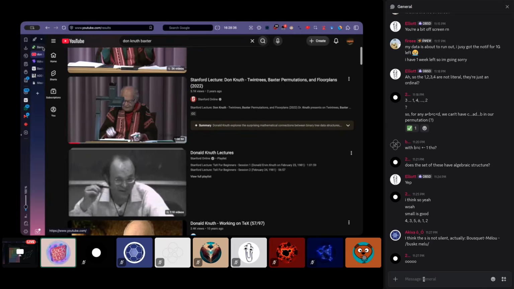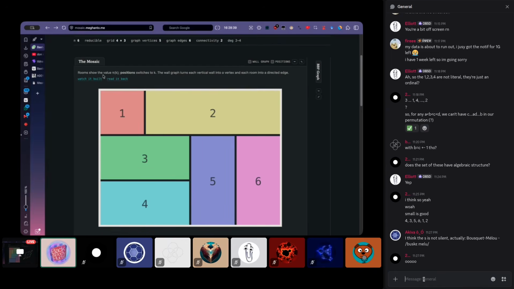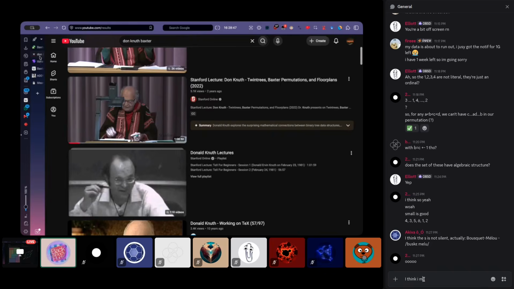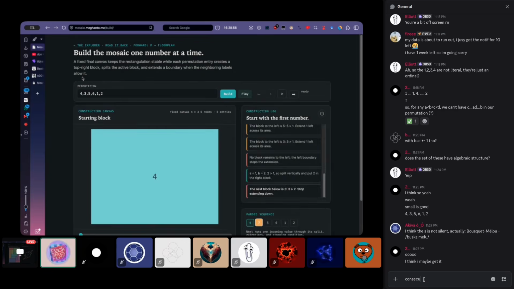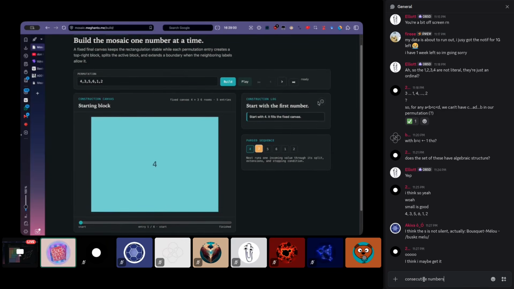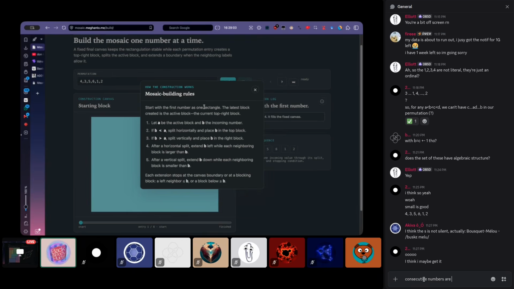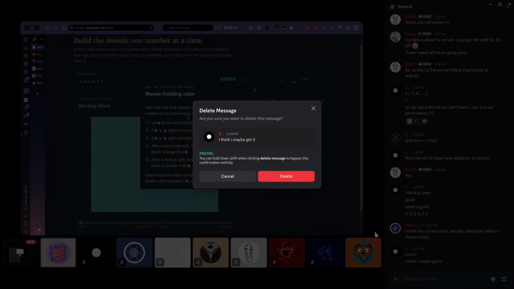But let's look at this. So we are going to show an algorithm that is not shown in the Knuth video, but it is shown in a paper, and I've tried to animate it and explore it. So let's watch it build. Let's look at the rules. We start with the first number as one rectangle. The latest block created is the active block, and it's always going to be the current top right block.